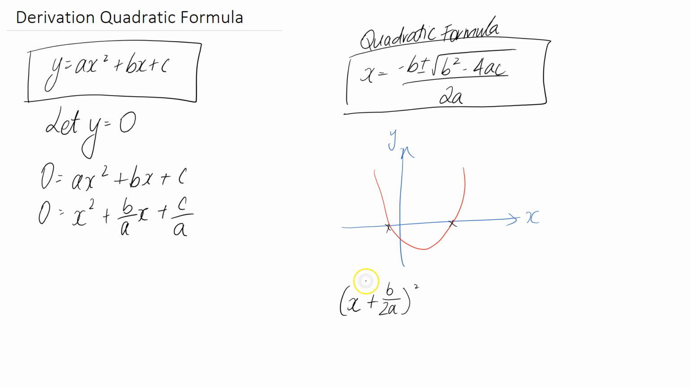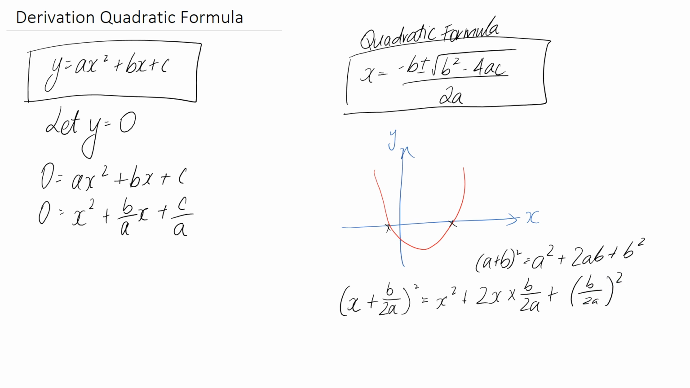And what we should find is if we expand this out, we should end up with the x squared and the b on a x terms falling out. So remembering that we have this rule or identity, (x + y) squared equals x squared plus 2xy plus y squared, in order to help us out in the expansion. Applying it here, we're going to end up with x squared plus 2x times b over 2a plus b over 2a all squared.